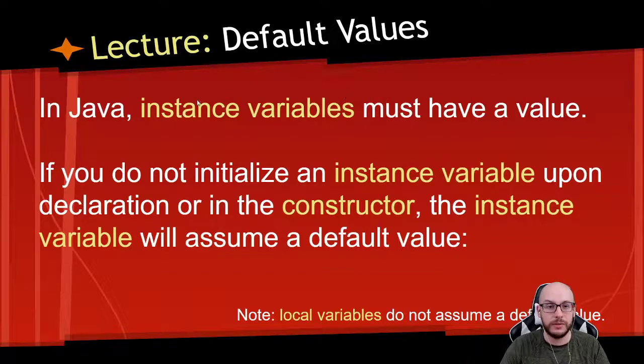In Java, instance variables have to have a value. Period. They have to have a value. If you don't initialize an instance variable upon declaration or in the constructor, if you do neither, the instance variable will assume a default value based on its data type.